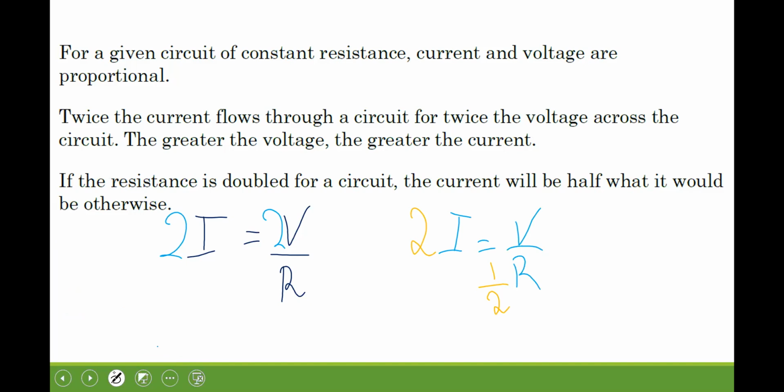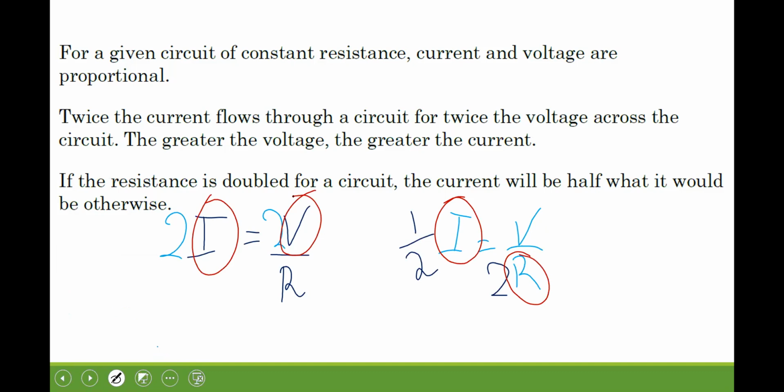Or, easier to understand, if you double the resistance, that means you will have half the current. I will repeat. Why? Because the current and the resistance are inversely proportional. But the current and the voltage are directly proportional.